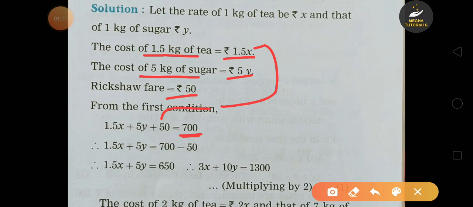This 50 will transpose to the RHS. So you will get 1.5x plus 5y is equal to 700 minus 50. So you will get 1.5x plus 5y is equal to 650. Now in this case, the coefficient of x is a decimal number, so we can multiply the whole equation by 2 to get a proper equation. Therefore 3x plus 10y is equal to 1300. This is your equation 1.